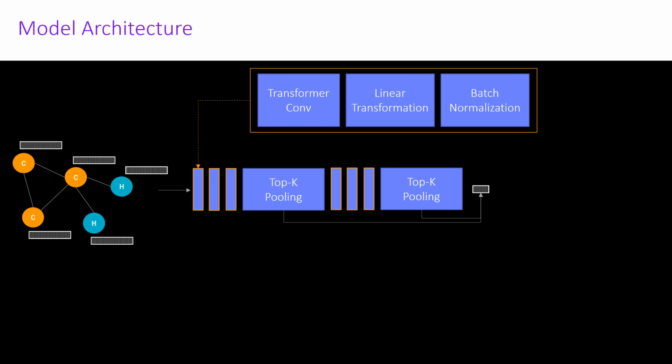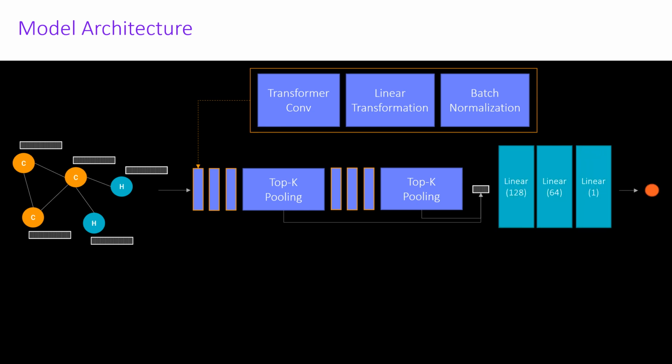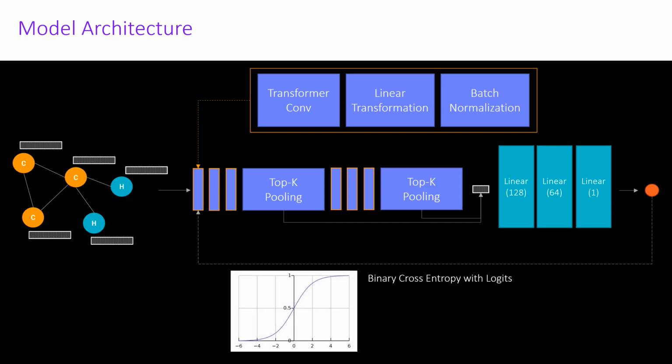The number of how many times I stack these blocks and how often I apply top K pooling was a classical hyperparameter in my hyperparameter search. Then the final graph representation is fed through a couple of linear transformations, and in between I apply ReLU activation. The output of my network is a single value that is used in the loss function to determine the binary classification prediction. Here I use binary cross entropy loss with logits, which internally applies the sigmoid function to squeeze the output between 0 and 1.